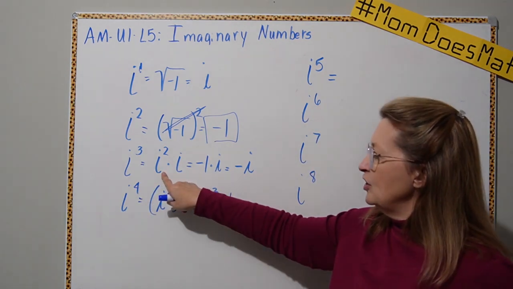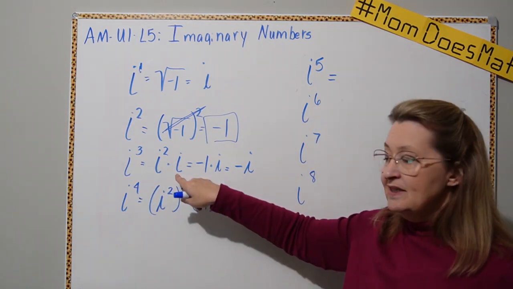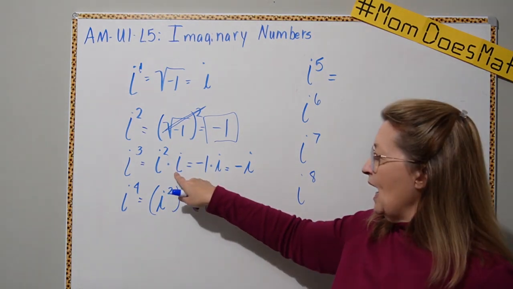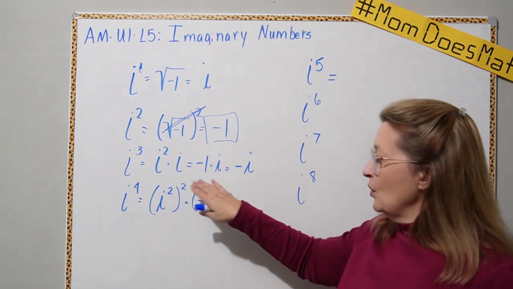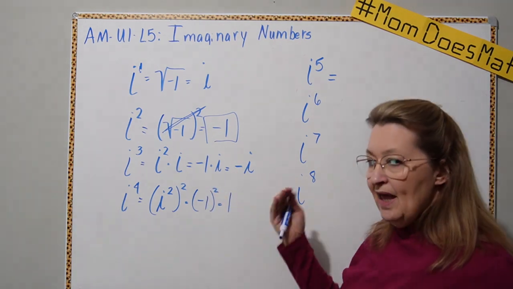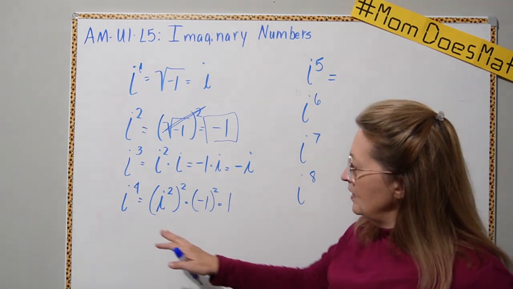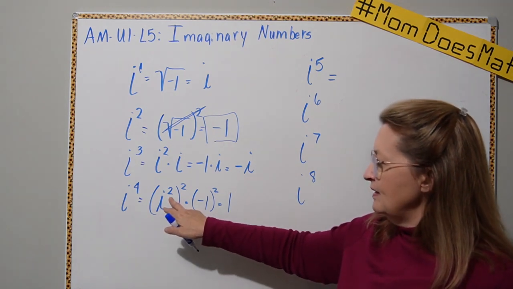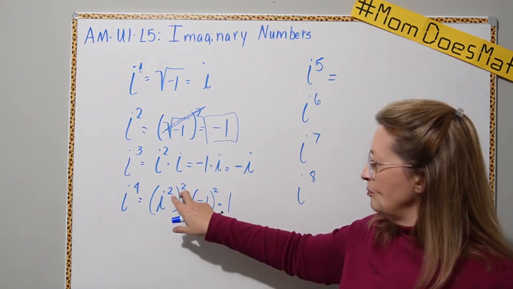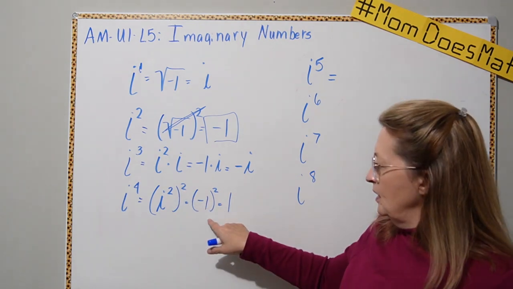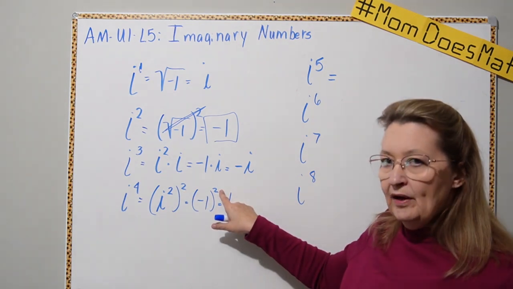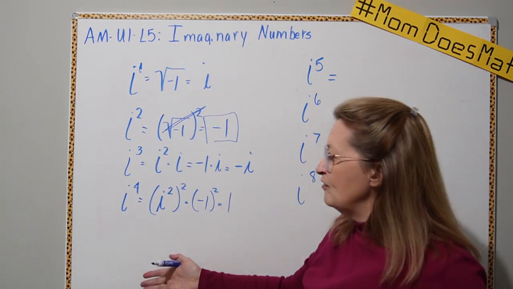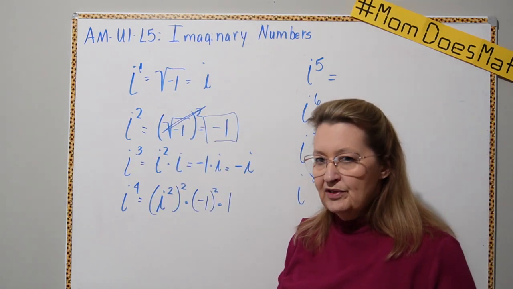So i to the third could be rewritten as i to the second times i. Well, what was i to the second? -1. i is just i. So I could multiply those together and get -i. Then i to the fourth, you could rewrite this as i to the second to the second. You're multiplying exponents here. So that would be (-1) squared, which turns to +1. So that is how they develop the first 4 powers of i.